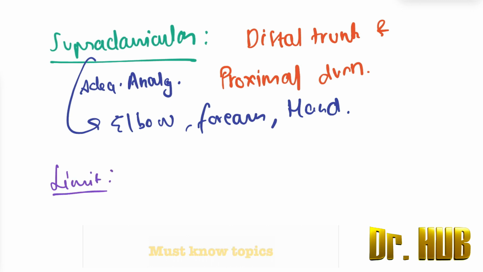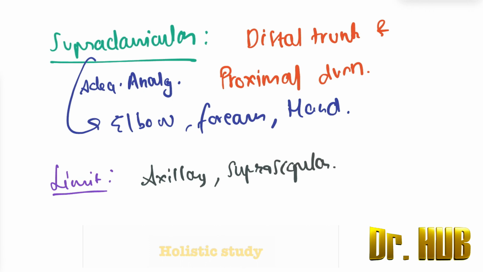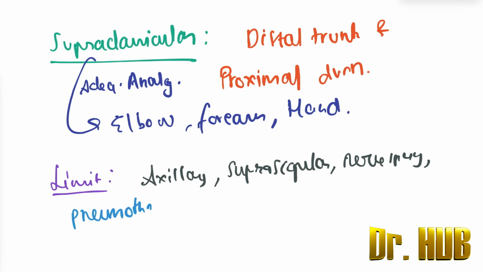So where are the limitations seen? It is seen in case of the axillary. Next is the suprascapular nerve sparing, the pneumothorax, and phrenic nerve palsy.